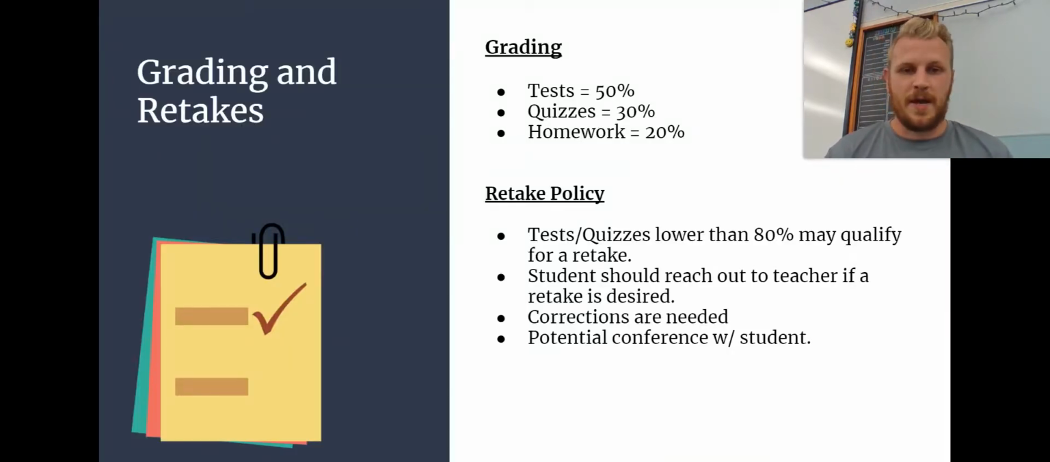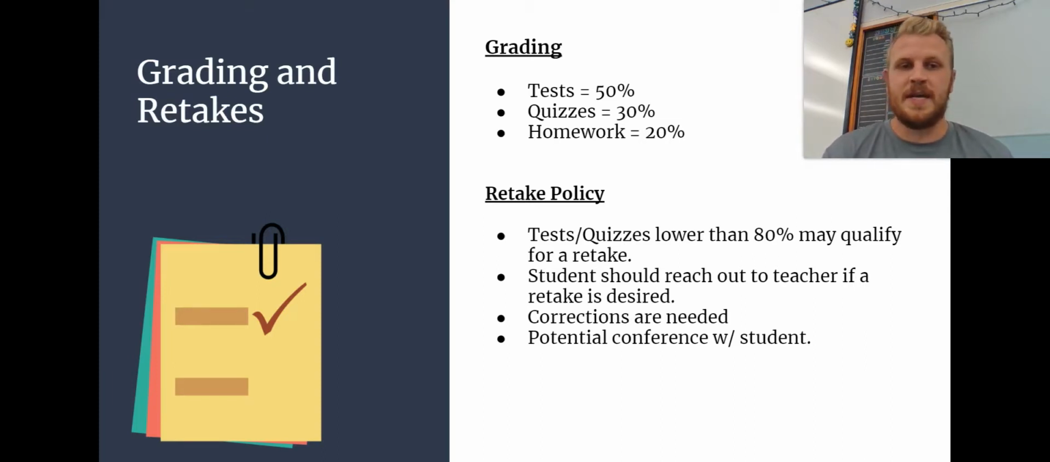Now, a little bit about grading. My tests make up 50% of my grades. So tests are the most important. They're weighted the heaviest. Quizzes are after that, weighing in at 30%. And then homework, projects, binder checks, things like that, those are all going to be worth 20%, okay?